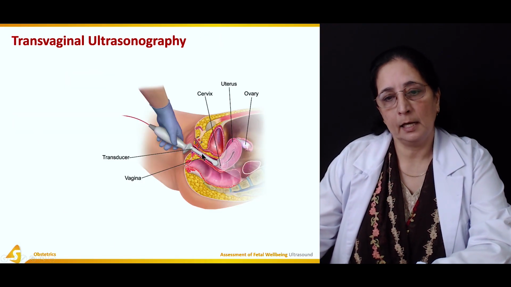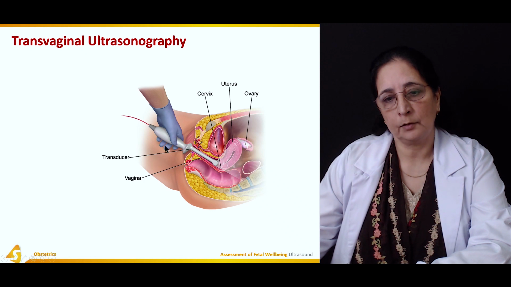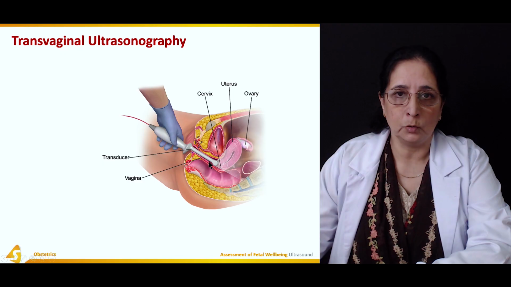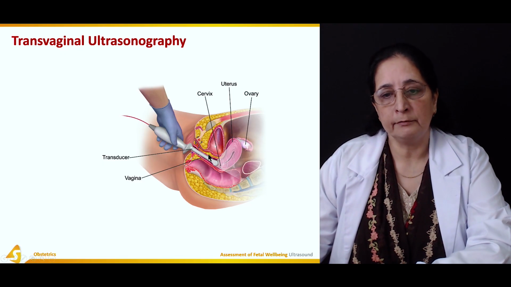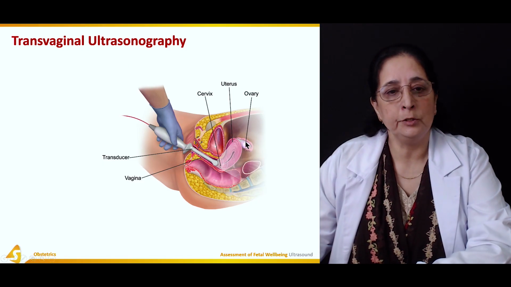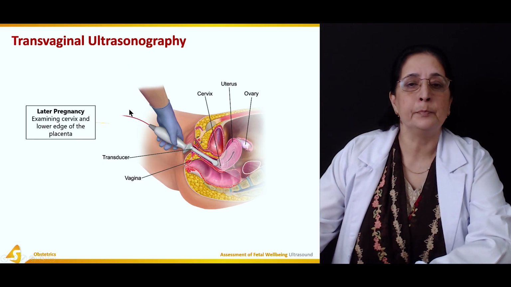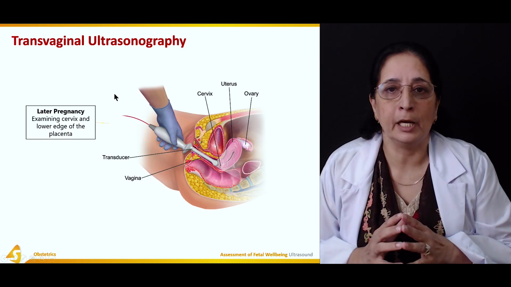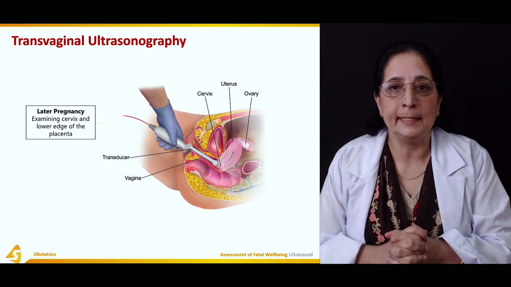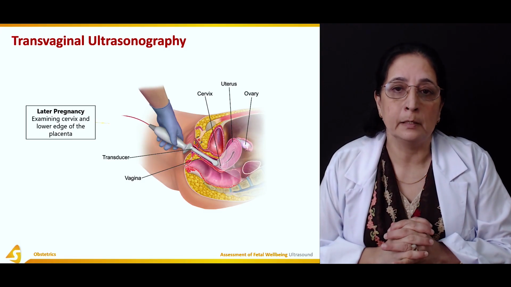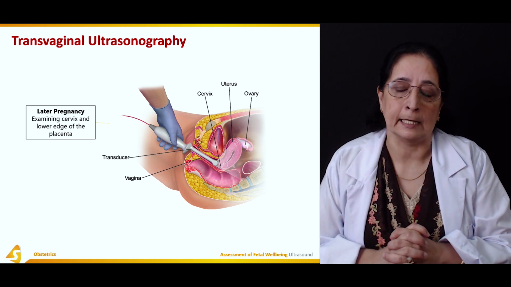This is the transvaginal transducer or probe. It is long and thin as compared to the abdominal probe, so it can be easily inserted directly into the vagina. Usually it is used in late pregnancy. Transvaginal ultrasonography is performed to examine the cervix and the location of the placenta.